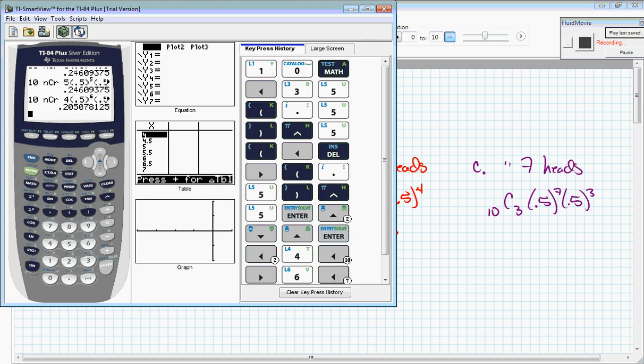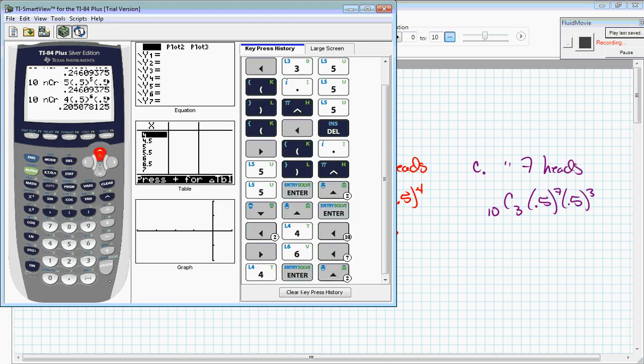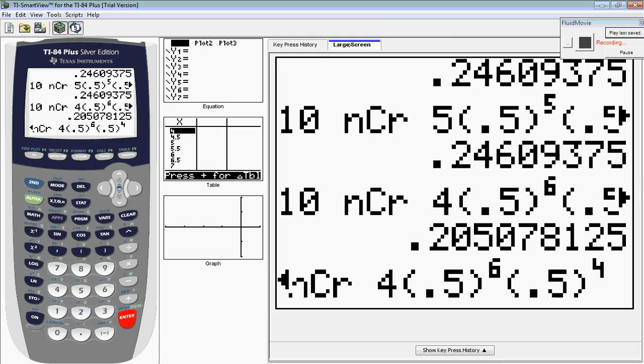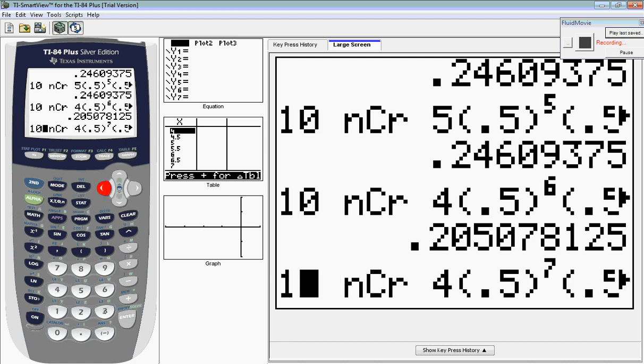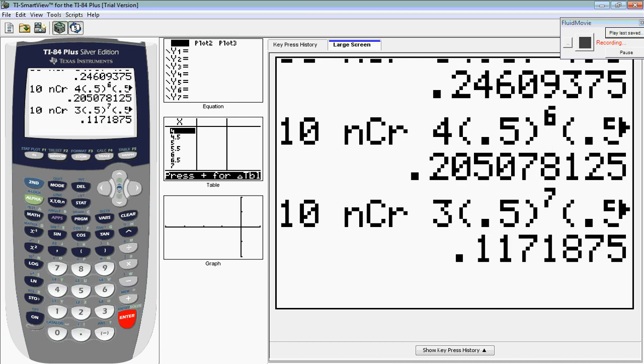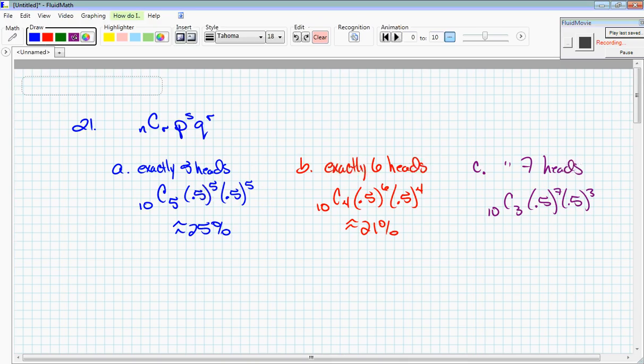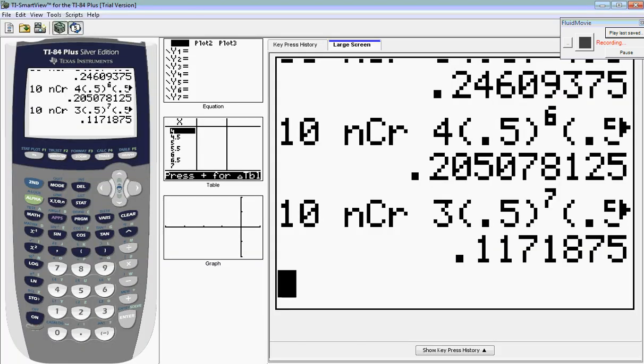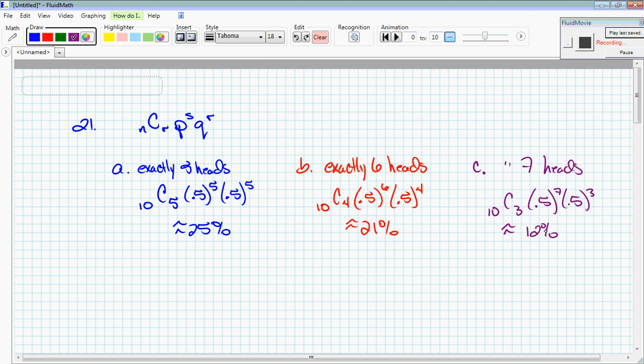And then for the last one, this would be 3, this would be raised to the 7th, and this would still be 10. Sorry, I arrowed too many times, this would be 3. And then we get approximately 12%. And that is how you solve question 21.